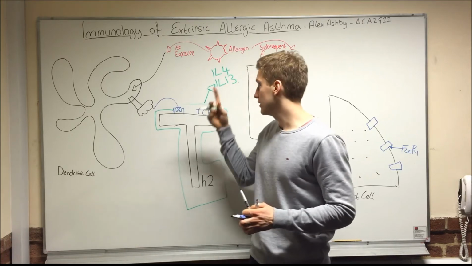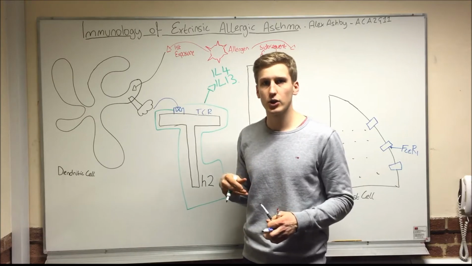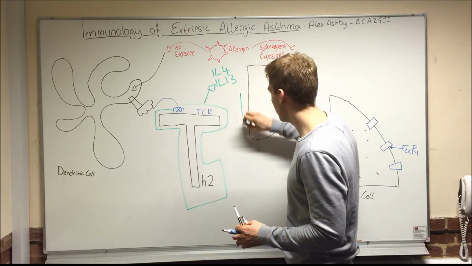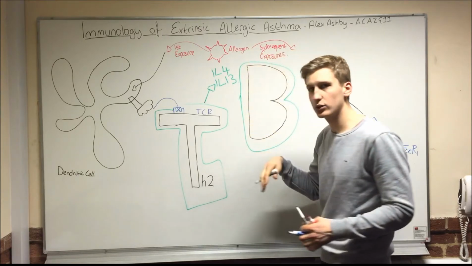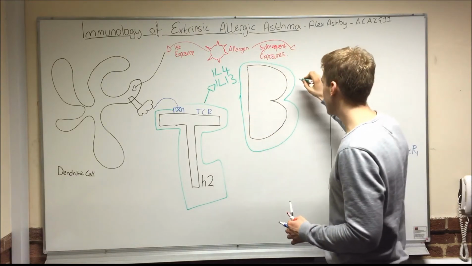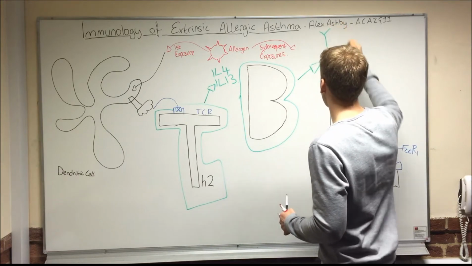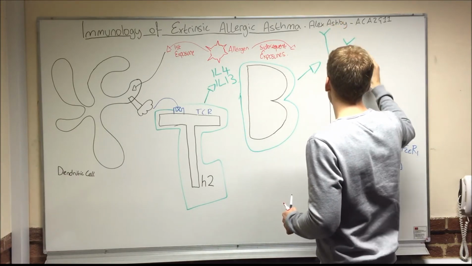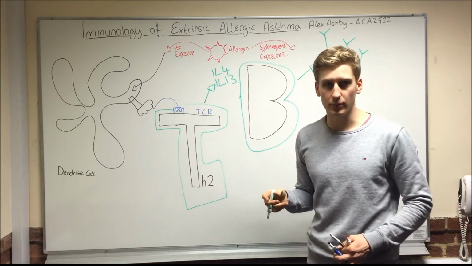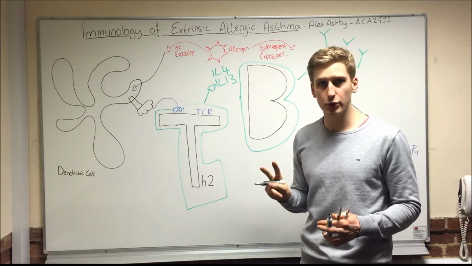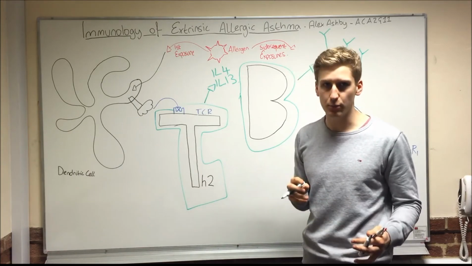So, IL-4 and IL-13 secreted by Th2 cells causes activation of B cells into plasma cells, and because of the class switch, it causes plasma cell to then secrete IgE. IgE is shown as this Y shape. Now, like all immunoglobulins, IgE is made up of two portions. It's got an Fc portion and an Fab portion.